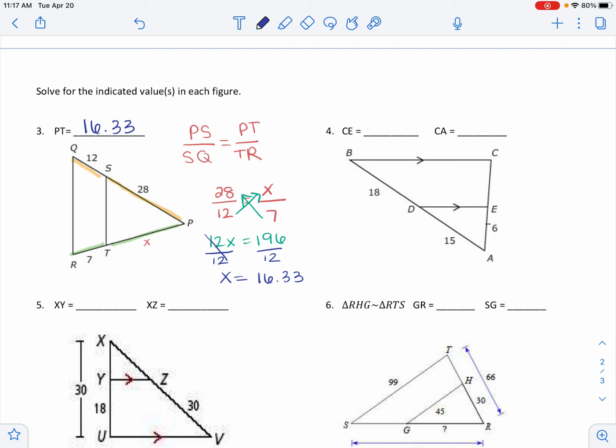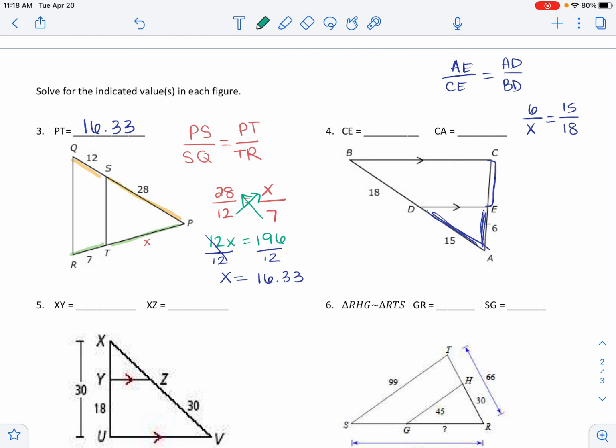All right, for the next one, the first thing I'm trying to find is CE, which is this piece right here. Again, I'm going to set up a proportion. So I'm going to go with AE over CE equals, so AE is here. I could match that up with AD. AD over, to match up with CE, I would choose BD. Plugging in what I know, AE we know is 6. CE is what we're looking for. AD is 15, and BD is 18.